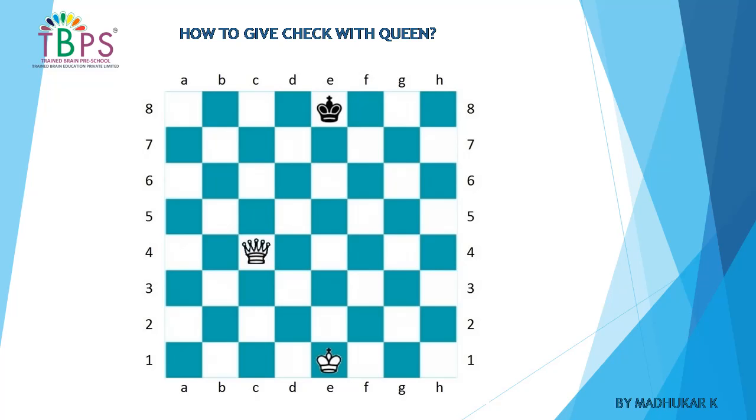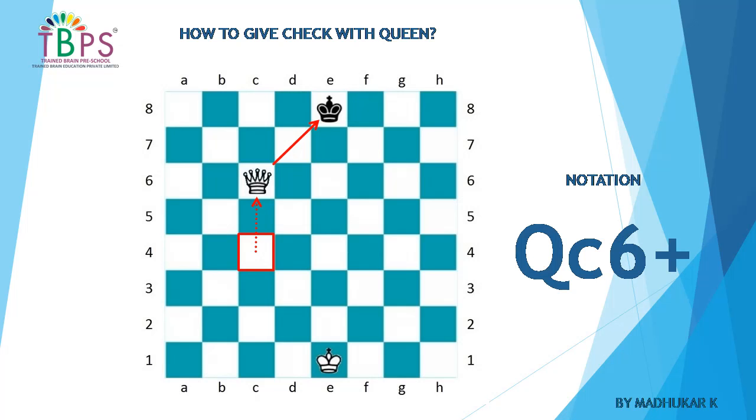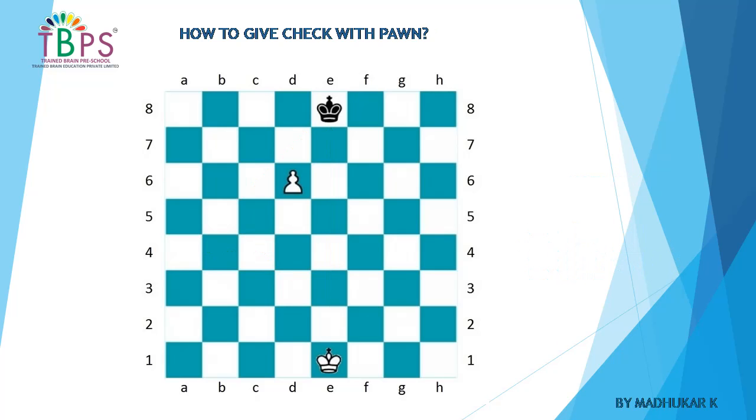Now we will see how to give check with the queen. We know queen can move like a bishop, that is diagonally, and it moves like a rook, that is horizontally in the same rank and vertically in the same file. In this example, queen can give check from many squares. Let us take one by one. Here, queen can give check from c6 square, c8 square, e6 square, g8 square, e4 square, e2 square, a4 square and b5 square.